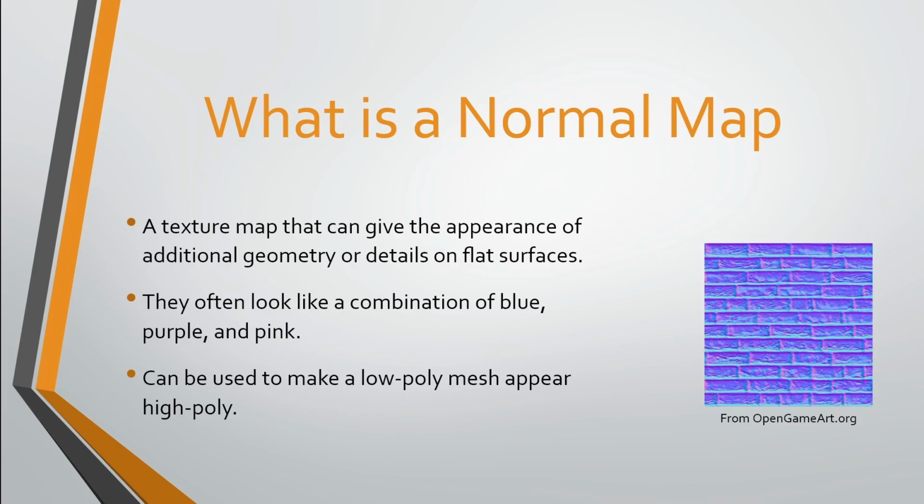A normal map is a texture map that can give the appearance of additional geometry or details on flat surfaces. They often look like a combination of blue, purple, and pink when seen just as a JPEG, and they can also be used to make a low poly mesh appear high poly, and even make some low poly meshes look like they're smoother than they really are. And on the right, you can see what a normal map typically looks like when viewed just as a JPEG. And this is an example from opengameart.org.